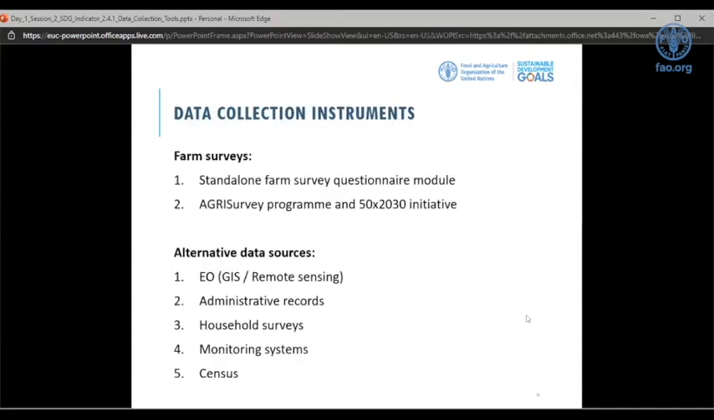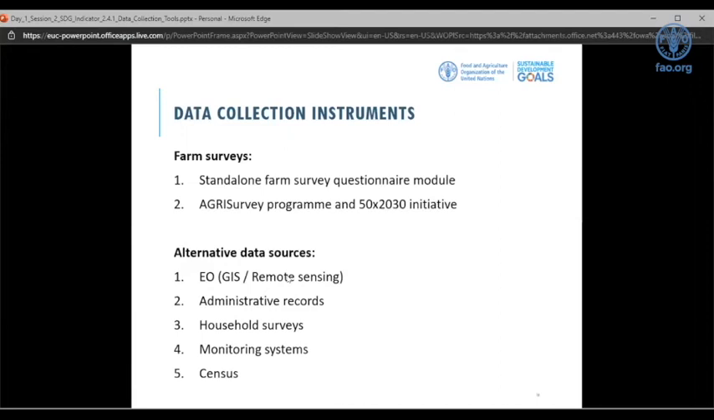So to facilitate data collection and reporting on SDG 2.4.1, as I highlighted, we resorted to two approaches. One is around agriculture surveys or farm surveys. The second is around alternative data sources, which I just briefly spoke about.